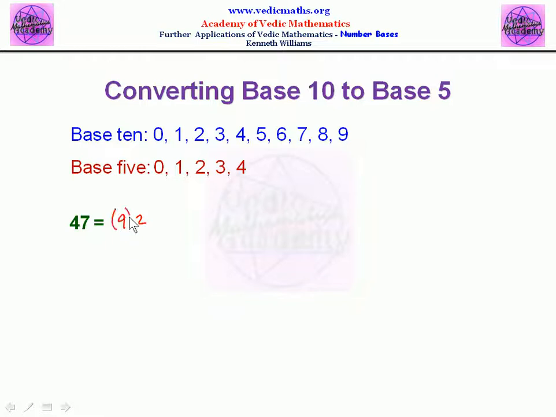Now that 9 is a base 10 9, because the division was done in base 10. The remainder, because it's going to be less than 5, can be base 10 or base 5. So we can consider that 2 as part of the answer. It's a base 5 number. What we've got to do now is to convert the 9 into a base 5 number. And so we divide 9 by 5. 5 into 9 goes once, remainder 4.